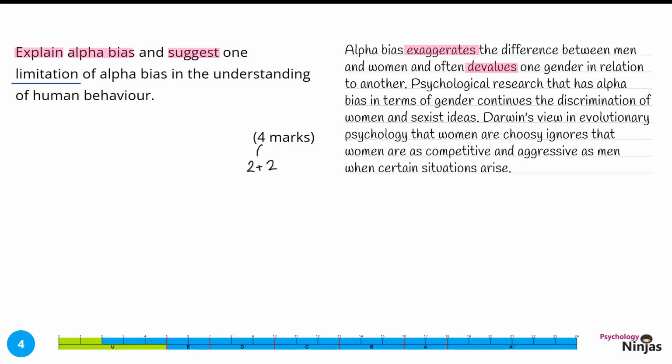Psychological research that has alpha bias in terms of gender continues the discrimination of women and sexist ideas. Darwin's view in evolutionary psychology that women are choosy ignores that women are as competitive and aggressive as men when certain situations arise. So we've identified a limitation in that it perpetuates discrimination and sexist ideas. We've then explained why that is a problem in relation to specific research from evolutionary psychology. Now you could use a different piece of research here to justify the same point, and that would be absolutely fine.